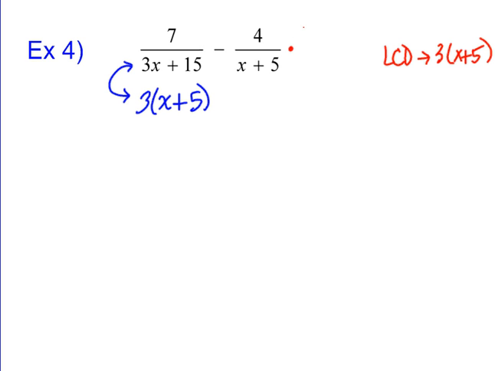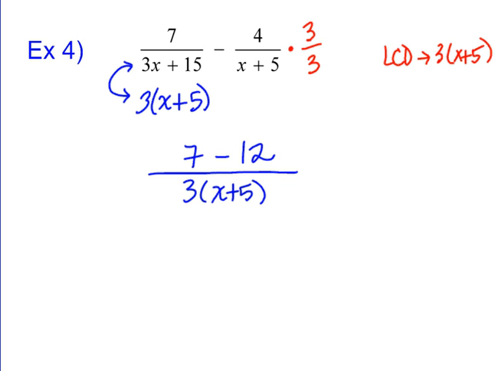That being the case, that means we need a fraction of 3 over 3 for that second fraction to be multiplied with it. So then we'll take our new denominator, which is 3 times x plus 5, and our numerator, which would be 7, minus 4 times 3, which is 12. 7 minus 12 is negative 5, and we're going to divide that by 3 times x plus 5. Again, binomial, monomial, no cancellations. So this is as simple as it gets.